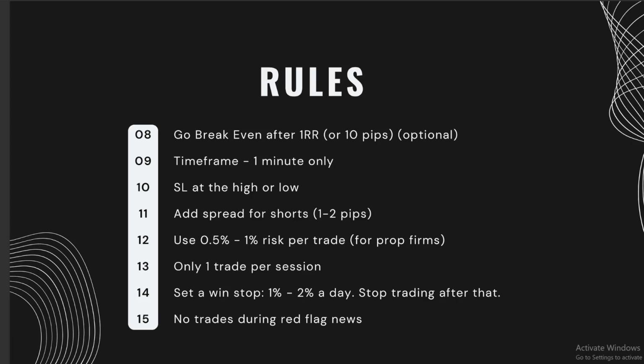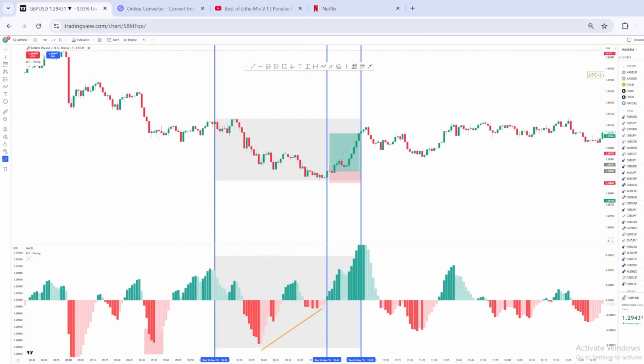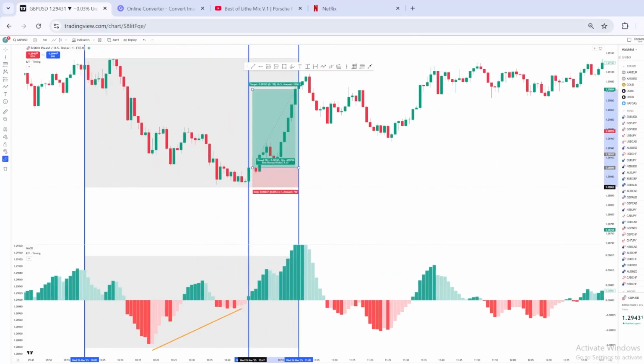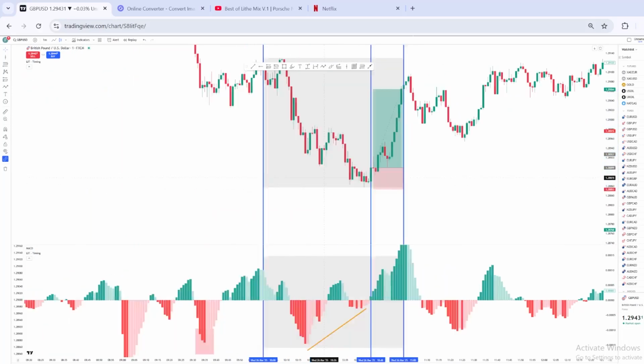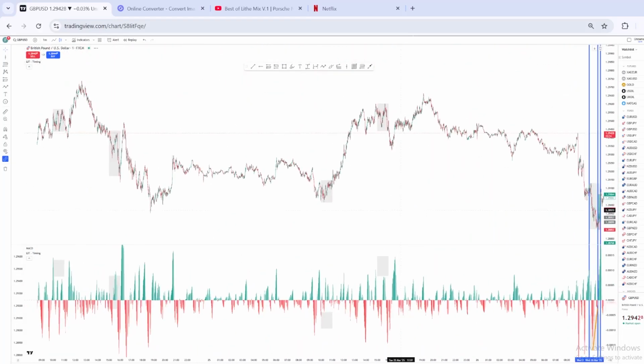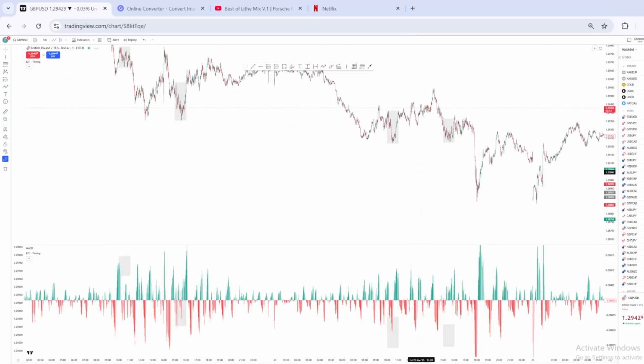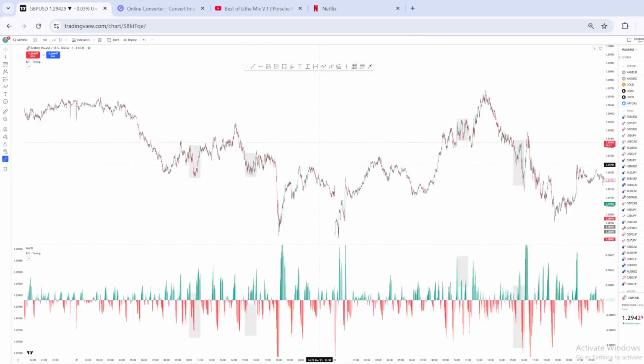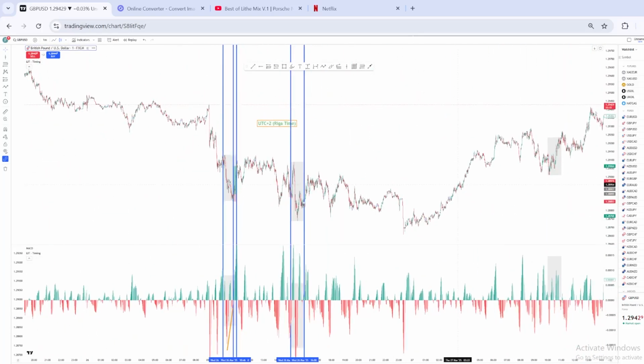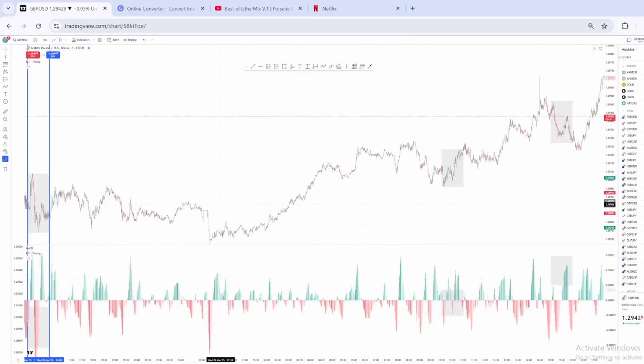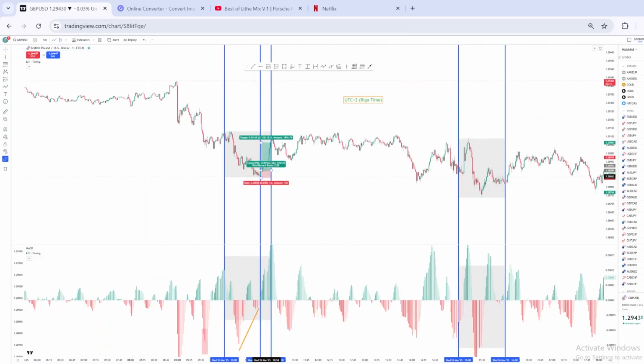So the time frame we use is only 1 minute. 1 minute time frame only. So stop loss at the high or low. Yeah, I already told you that. Stop loss at the low here. Or where was the sell trade? I don't see any sell trades here. So yeah, anyways, stop loss at the nearest low or the nearest high.